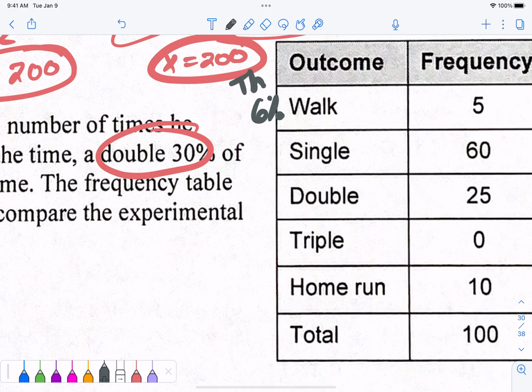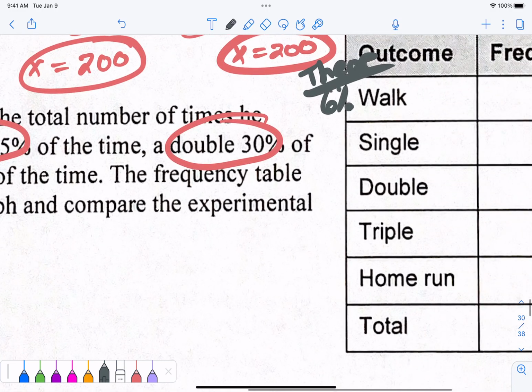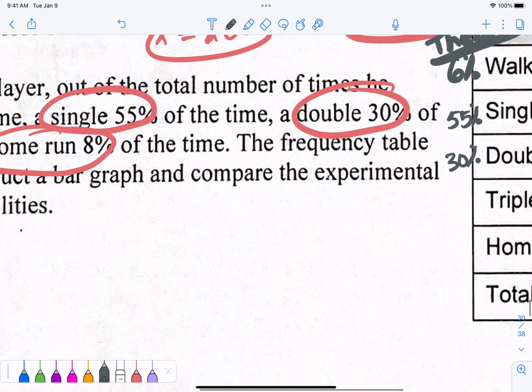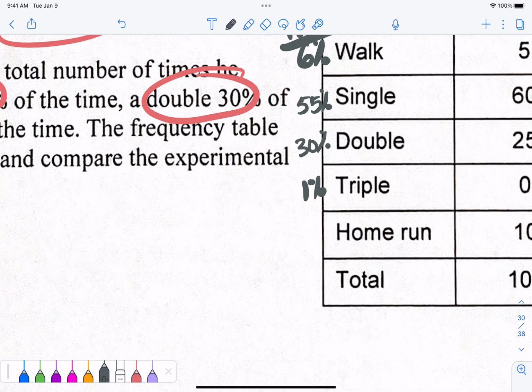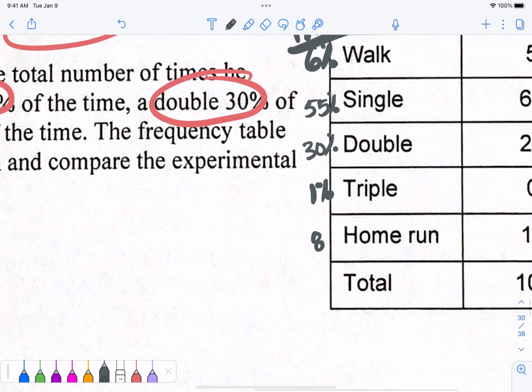This is the theoretical 6% of the time. A single means you make it to first base, but you hit the ball. It wasn't that you got walked. Single made it to first base. That was 55% of the time. A double means you make it to second base. That's 30% of the time. A triple is 1% of the time. And a home run was 8% of the time, according to past data, or in theory what has happened before, right?